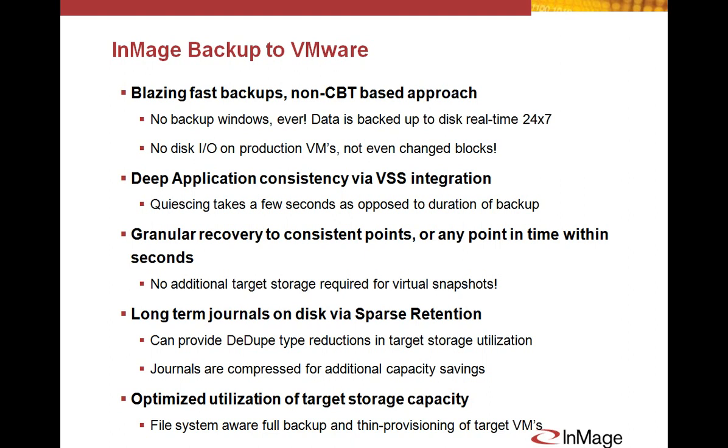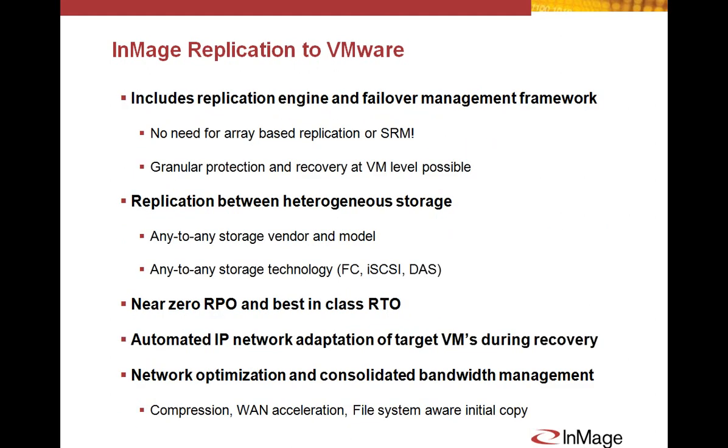Also, even when we do the initial sync or the mirroring, it is file system aware. So the data that we're backing up, even though it's at block level, is aware of only the file system used portion. And of course, the virtual machines on the target side are always thin provisioned. So that further provides some capacity savings on the target side. These are basically the replication features that we can do when backing up or replicating to VMware.